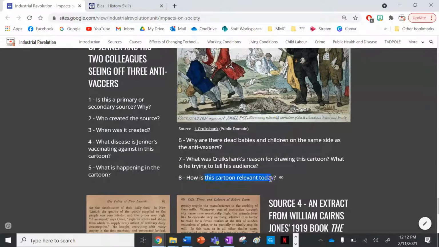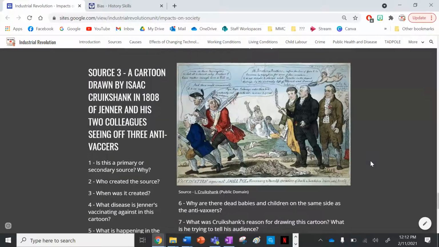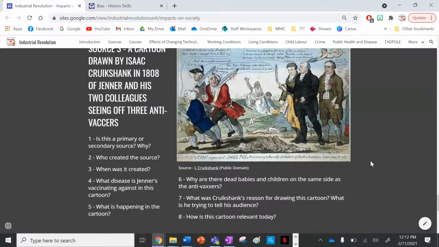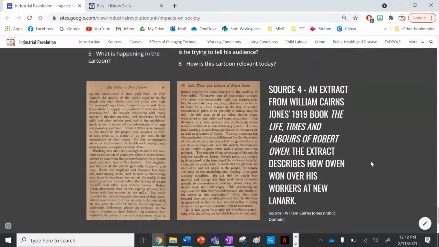How is this cartoon relevant today? Well, this cartoon is very relevant today because people still need to be vaccinated against really deadly viruses, and if you're not, you're putting other people at risk as well. So that is why this cartoon is relevant today.